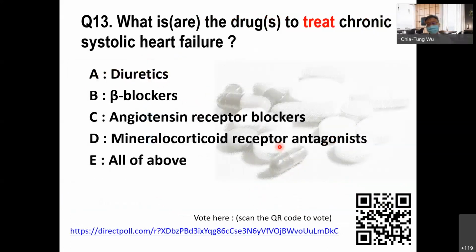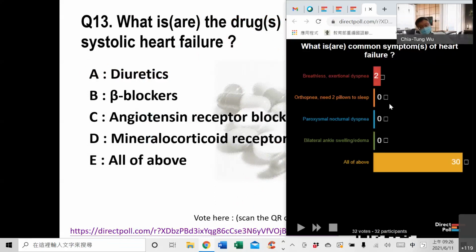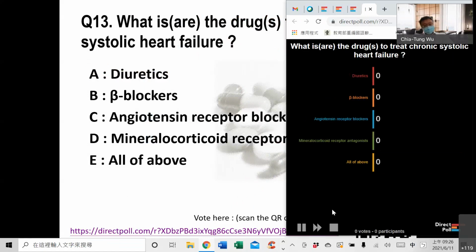Okay, to face this vicious cycle, to break this vicious cycle, what are the treatments? What are the drugs that we can treat our patient with chronic systolic heart failure? Please vote. Everybody, please choose. Choose anyone.